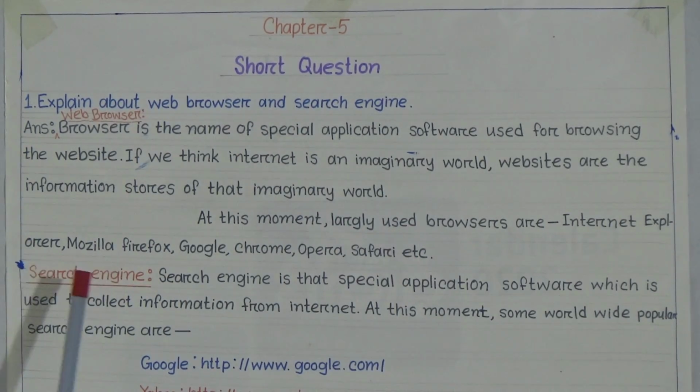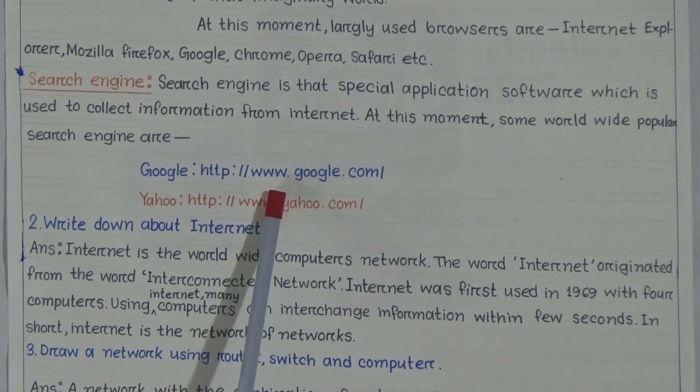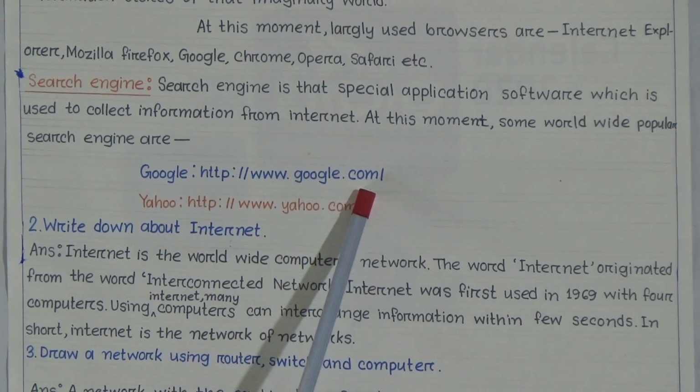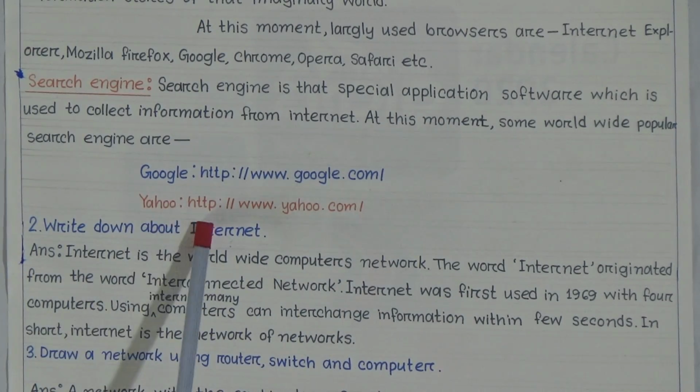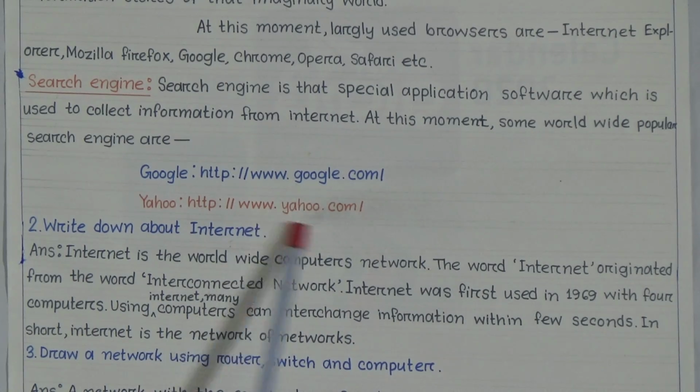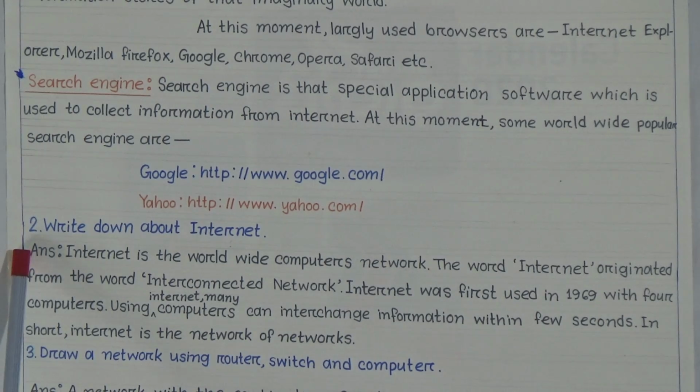Now we'll learn about search engine. Search engine is that special application software which is used to collect information from the internet. At this moment, some worldwide popular search engines are Google, http://www.google.com, Yahoo, http://www.yahoo.com.